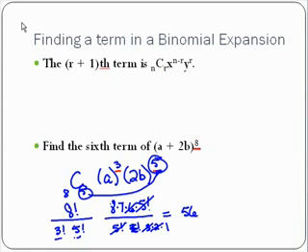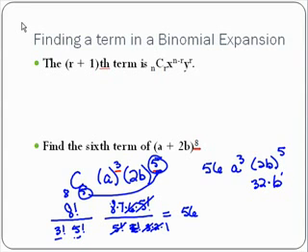All right, so the combination 8 choose 5 is 56. Then I need a to the third. But at the end, I still have a 2b to the fifth. So that means that quantity has to be raised to the fifth power. So 2 to the fifth is 32. And then the b to the fifth, we write it like that.